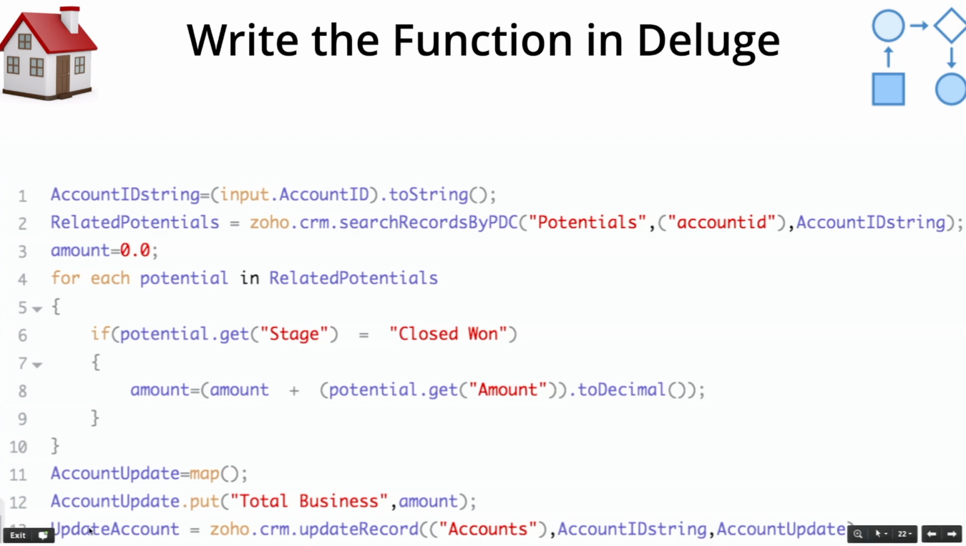And then the very last thing is lines 11, 12, and 13, where it's basically just updating the field called total business with the amount that we calculated in here. Then we're updating the CRM record, the account with that specific account ID that we identified at the very top, and we're updating it with this total business information piece.